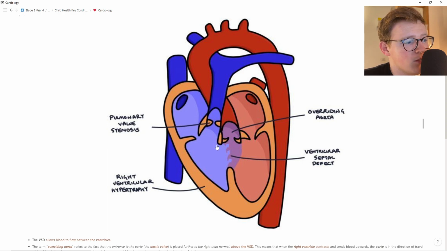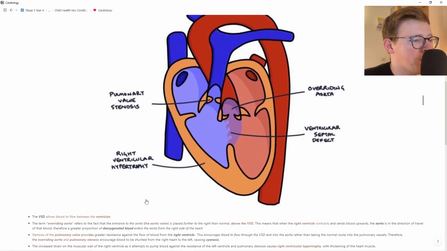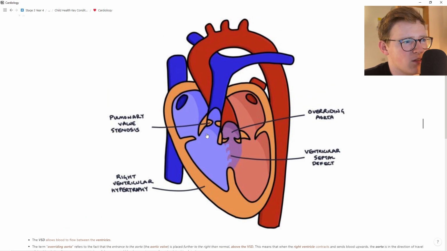Pulmonary valve stenosis, we might go into that down here, but essentially that's just like the valves themselves, as it kind of suggests. They get thicker, they become kind of stiffer, and they don't move properly. There's a bunch of pathology with that. And then right ventricular hypertrophy, so the right side of the heart muscle becoming much thicker. Again, loads of pathology associated.